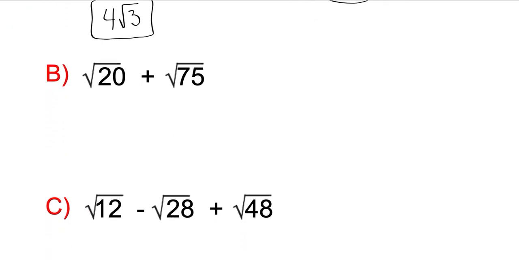All right, so root 20, if we break that down, 20 is a 4 and a 5, and the 4 breaks down to 2 and 2.